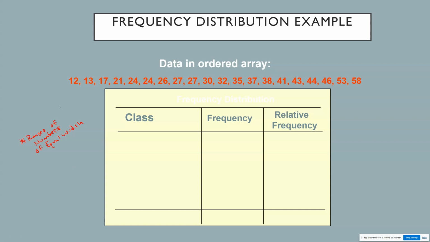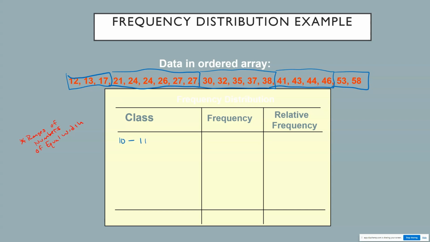It looks like I have some numbers in the tens and teens, and then I have a bunch of numbers in the 20s, and then a bunch of numbers in the 30s, and then some numbers in the 40s, and then some numbers in the 50s. And so what you're going to want to do is pick ranges of values of equal width to capture these.